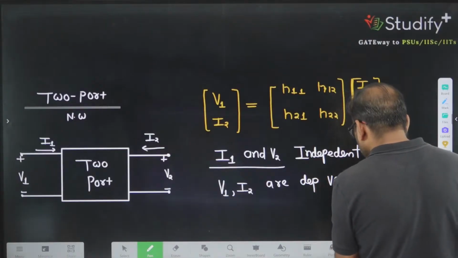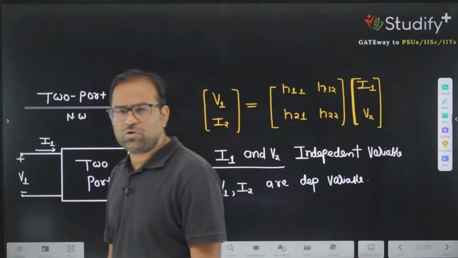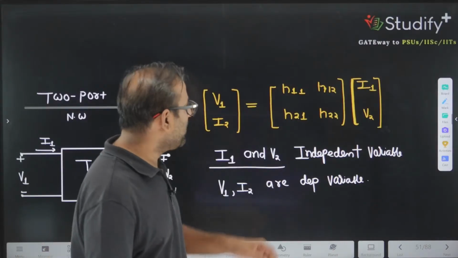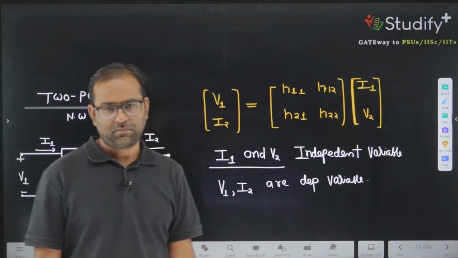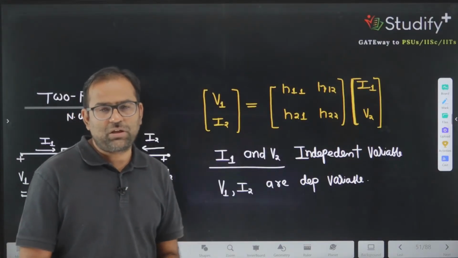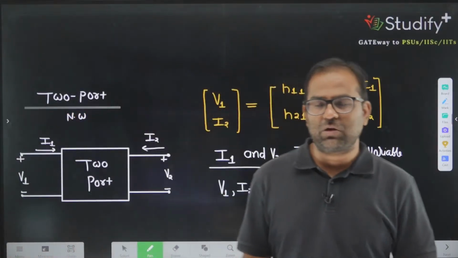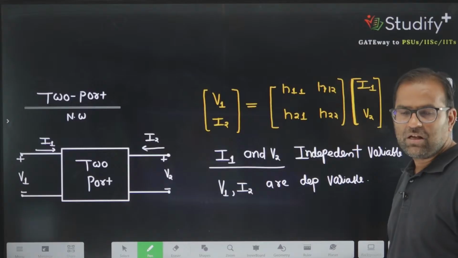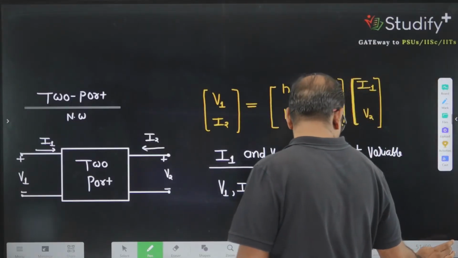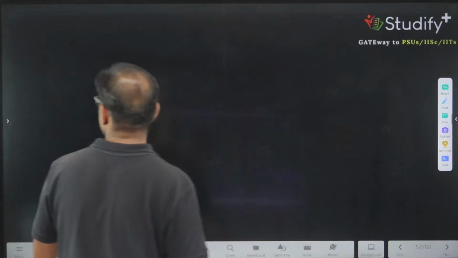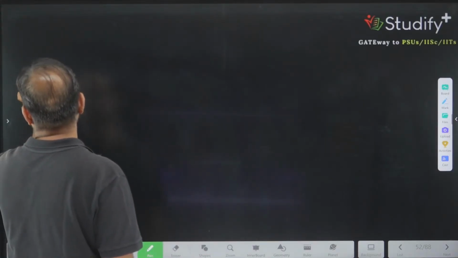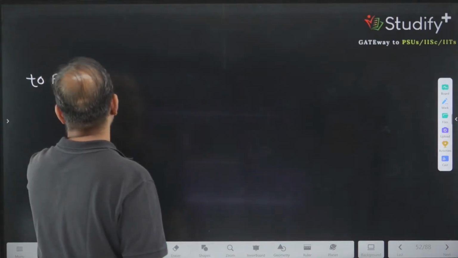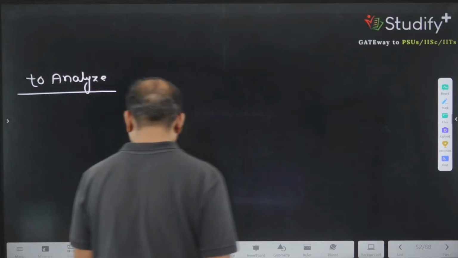So if you want to analyze a two-port network with the help of H parameter, then what you have to do? You have to make I1 equal to 0. You have to make I1 equal to 0 means you have to replace your input port by open circuit and then you have to apply the output port by short circuit. This is the idea. So to analyze, we have to replace, what two steps we have to follow.